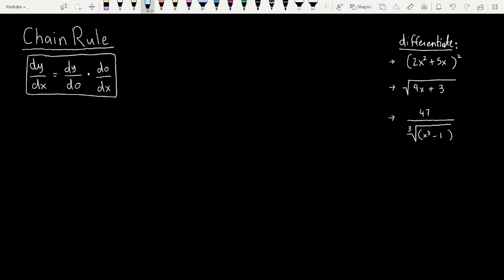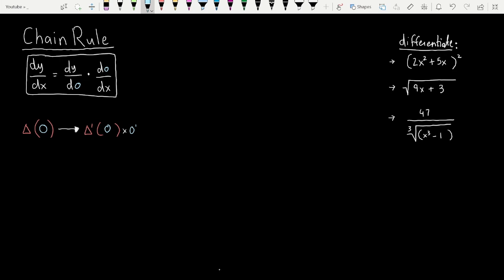I'm going to use different colors over here. So I have a function within a function. Let's say this is within something. I'm going to change the color scheme over here. I have a function, but within a function, and you need to differentiate this. What you do is you differentiate this thing, and multiply it with the differentiation of the inner function.